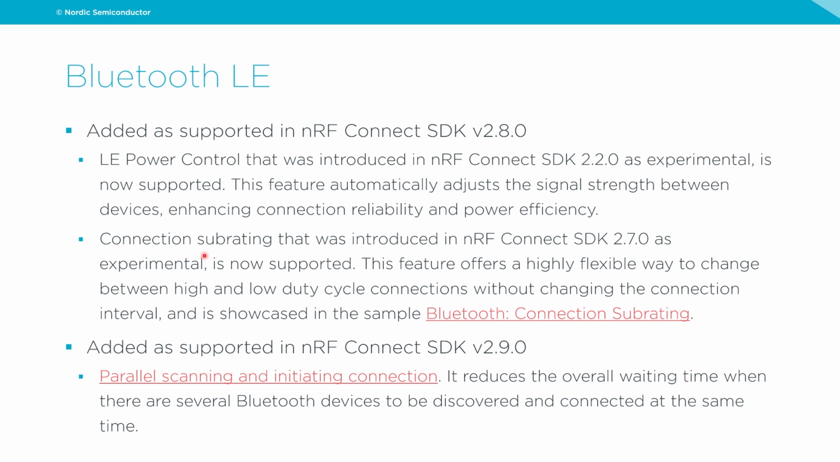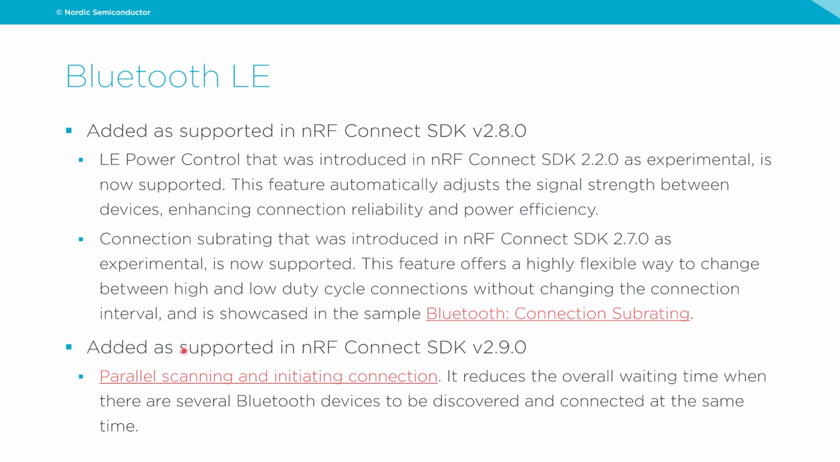Another thing that was added was connection subrating. That was introduced in nRF Connect SDK 2.7 as experimental, so this is now supported. This offers a more flexible way to change between high and low duty cycle connection. The way you do that is with changing connection parameters, but that can take time. And now you can do that in a much faster way. We have a couple of slides dedicated to this and also a demo in a few minutes, and there's a sample associated with that feature that can be used to showcase it, called Bluetooth connection subrating.